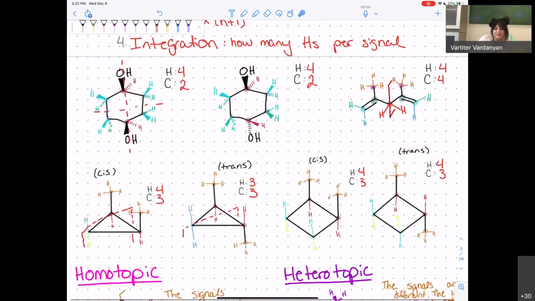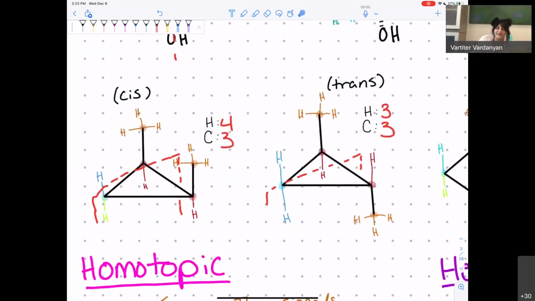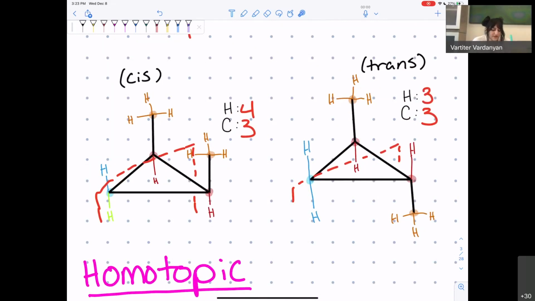In addition, one that you see pretty often is these guys. If we have two methyls pointing in the same direction, these two hydrogens will be completely different because one sees methyls, one sees hydrogens. But if they're pointing in opposite directions, this effect balances each other out. Both of these hydrogens see the exact same thing. Therefore, we only have 3 hydrogen signals.